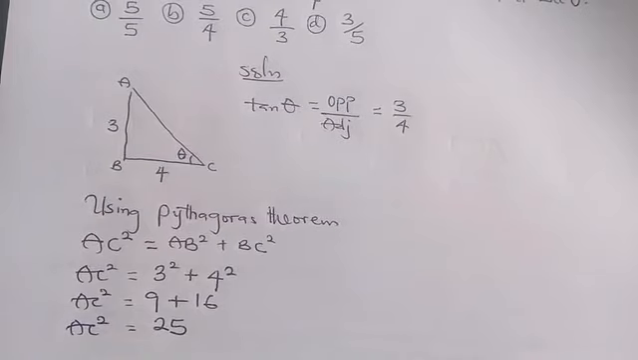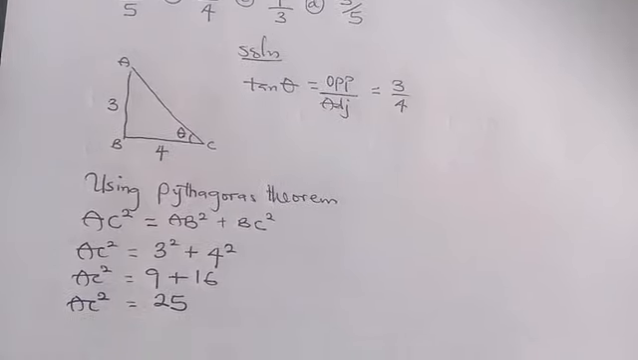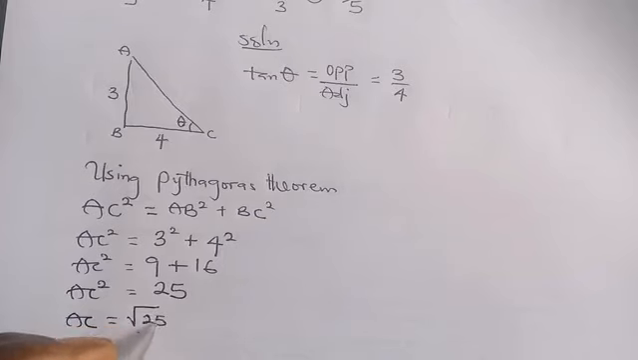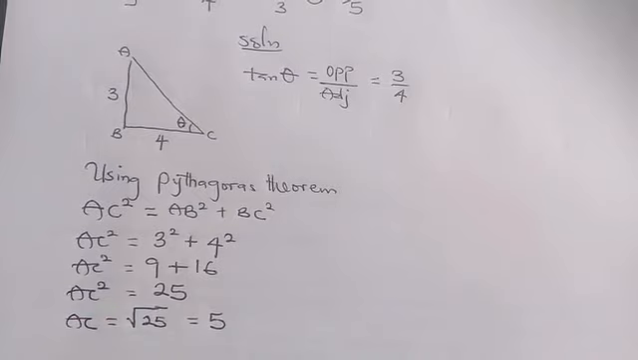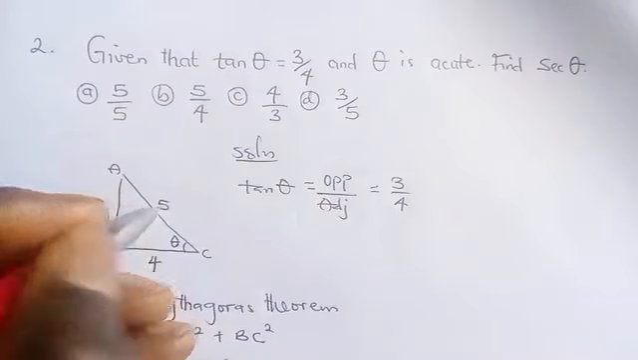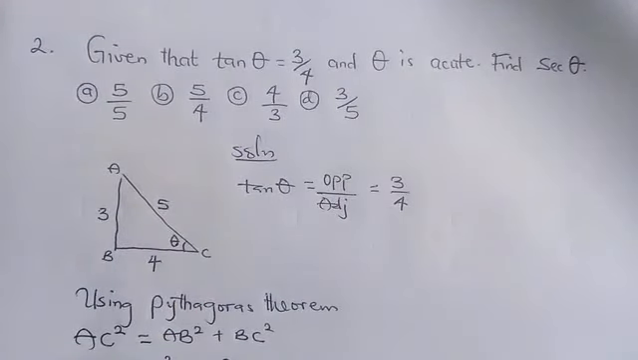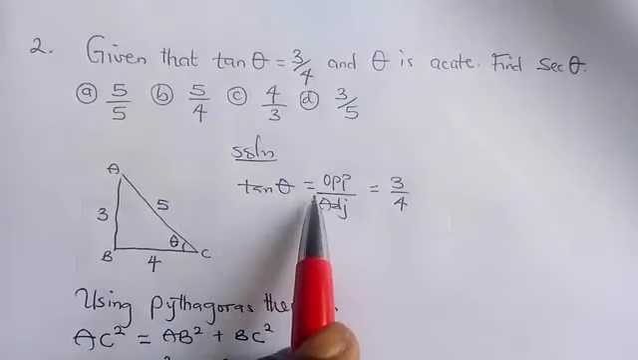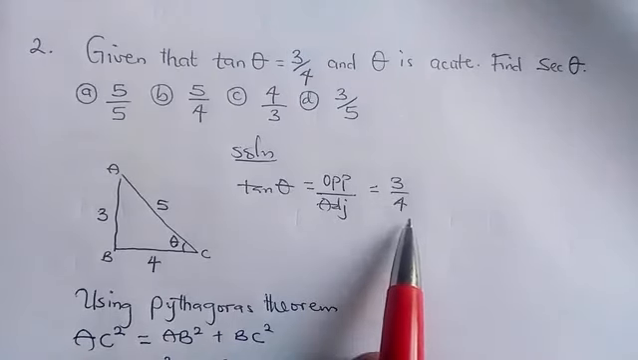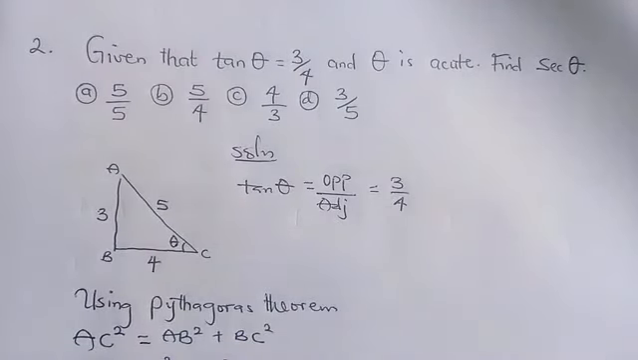We are looking for AC, not AC square. Therefore, we will find the square root of both sides. By that, we will have AC on this side of the equality sign equal to the square root of 25. And the square root of 25 is equal to 5, implying that this side, AC, is equal to 5. So if our tan theta is equal to opposite over adjacent and is equal to 3 over 4, we are asked to find sec theta.